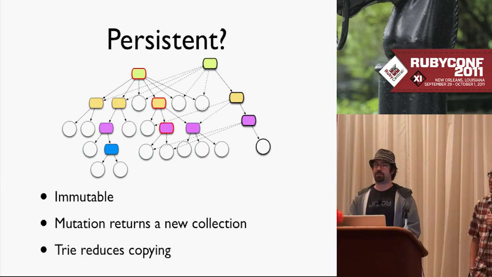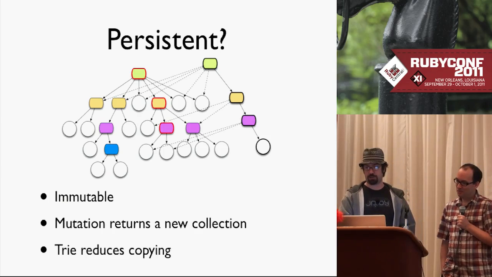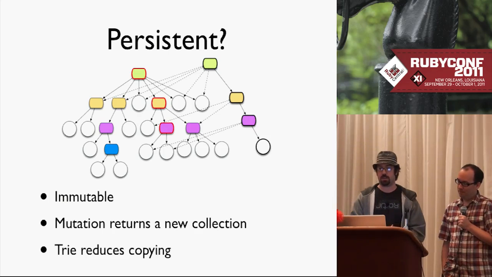So persistent data structures. Here's kind of the canonical Clojure diagram for persistent data structures. What we have over there on the left side is a large graph of objects. This is essentially a tree in memory that represents, for example, a hash or a list.